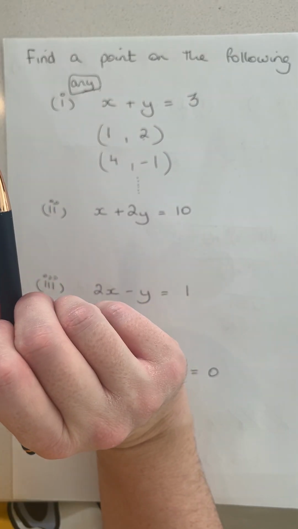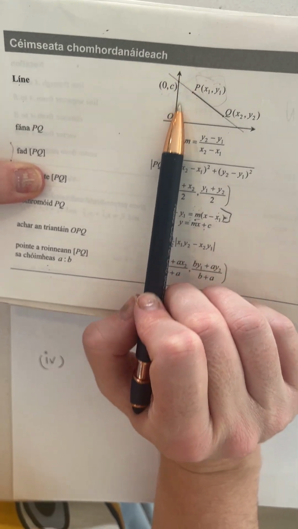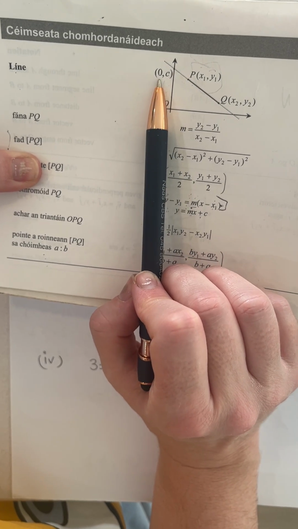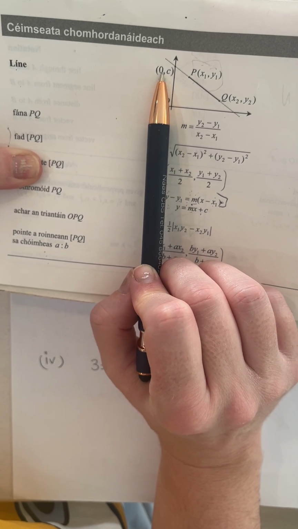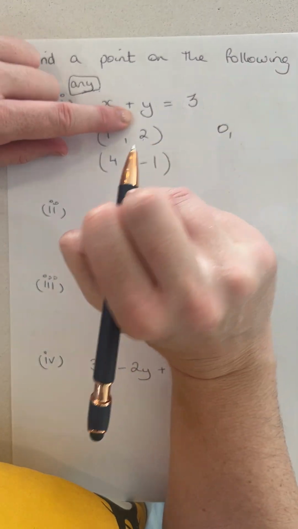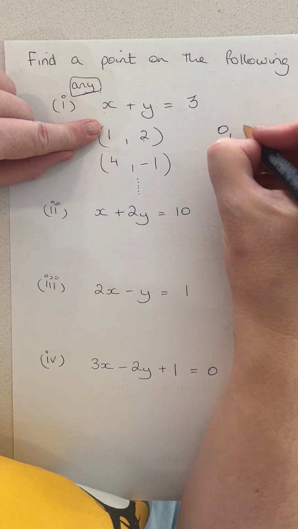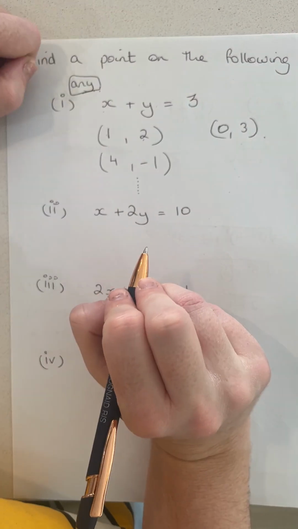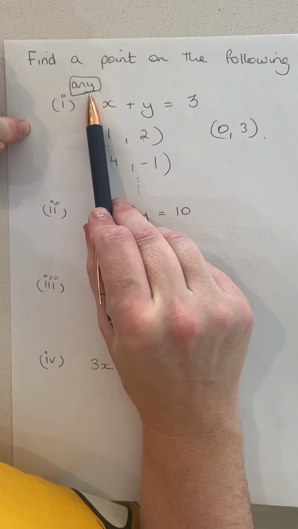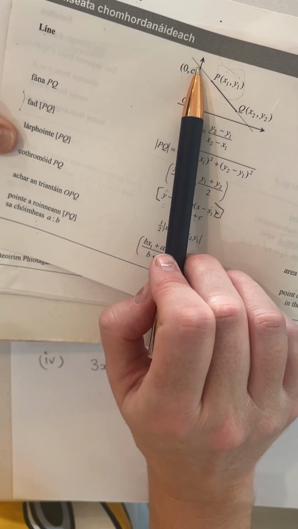If you want a specific point, like maybe you want to know exactly where it cuts the y-axis. So if I look at my diagram here, if I want to know where something cuts the y-axis, the x must be a 0. So if this was a 0, then what would y have to be? So 0 plus what gives me 3? It would have to be (0, 3). That's how I can find out not just any point, but a specific point, maybe where it cuts the y-axis.